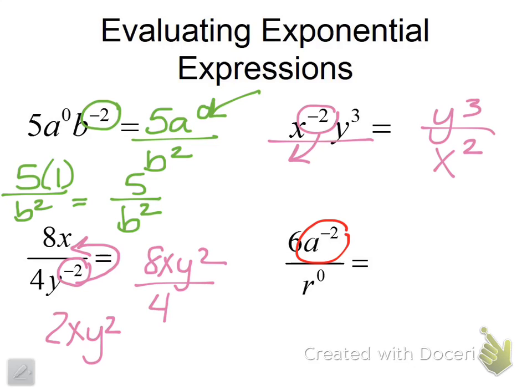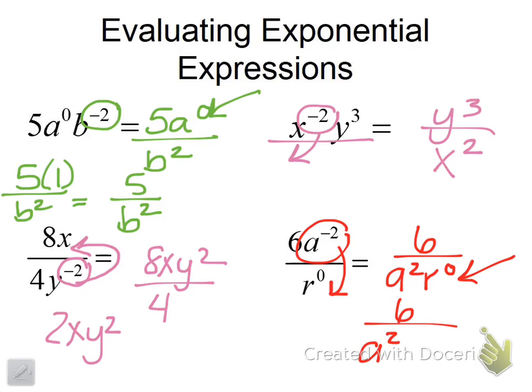Okay, this needs to go down because it's a negative exponent, so we're going to get 6 over a squared r to the 0. Well, we can reduce this r to the 0 to 1 because anything to the 0 power is 1. So we're going to get that, in which case my 1 just goes away. So there's my answer.